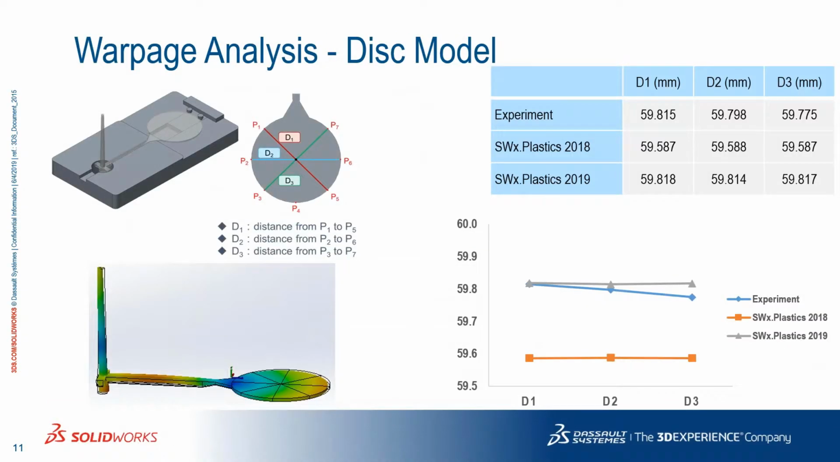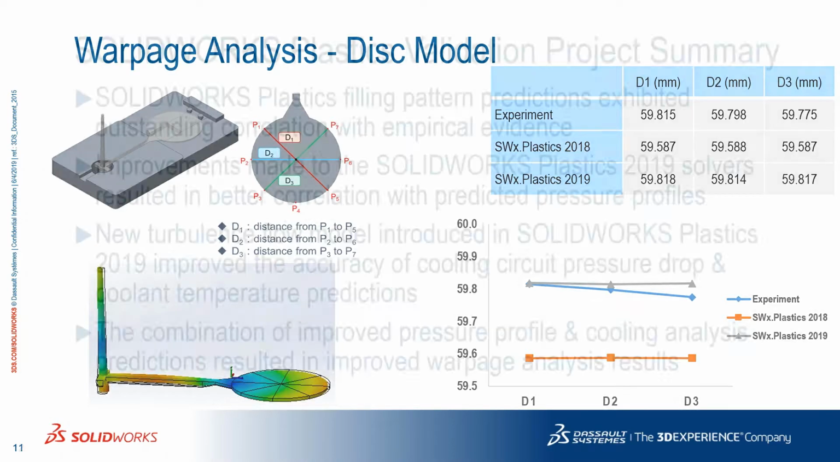We go deeper into the process. Again, these parts that we mold, we measure everything about them. We weigh the parts. We also measure any deformations and resulting part warpage. Here, probably the biggest takeaway is the lower right-hand corner. The experimental value is plotted on the blue curve. What we were predicting with SolidWorks Plastics 2018 is the orange or reddish curve towards the bottom of that graph. We made some changes to the solver for SolidWorks Plastics 2019, and now you can see that the gray line is giving us much better correlation with the experimental results.